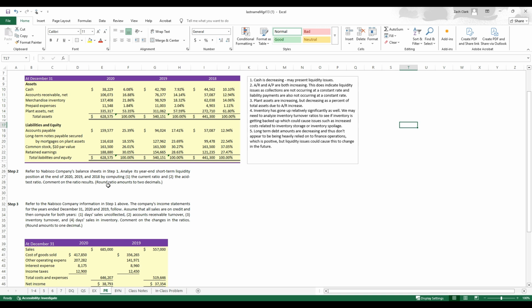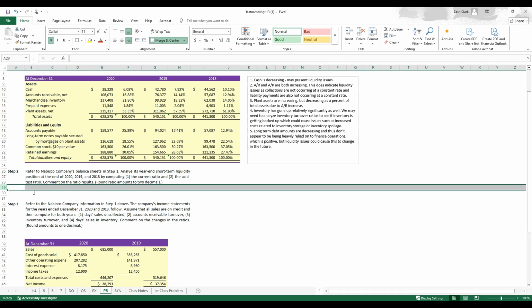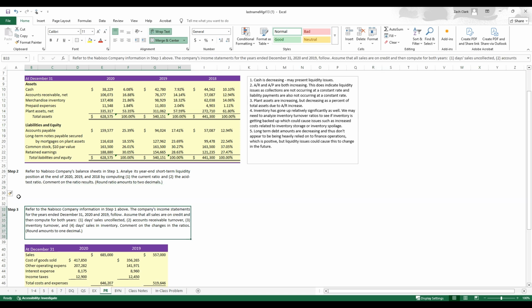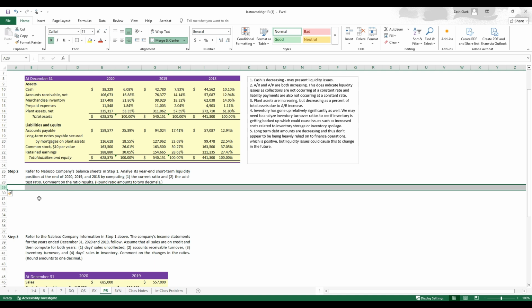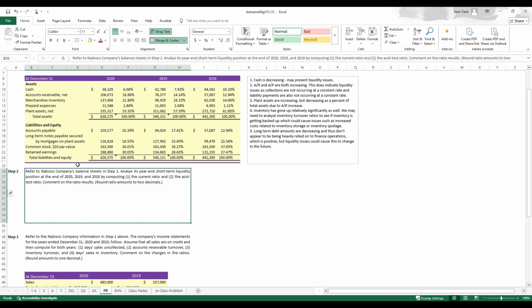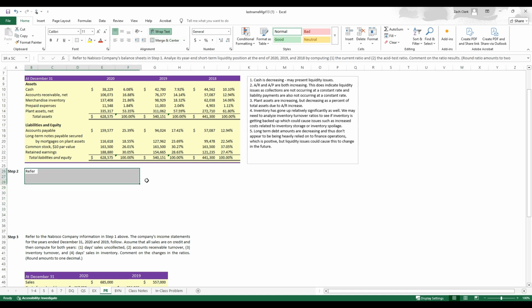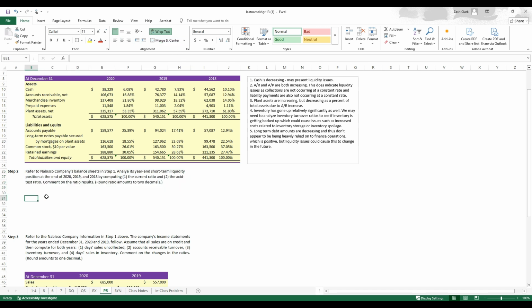Okay, step 2, refer to our balance sheet. Step 1, analyze its year-end short-term liquidity position by computing the current ratio and the acid test ratio. So let's put some... I'm going to unmerge those because we don't need all that. We need space for our calculations here.